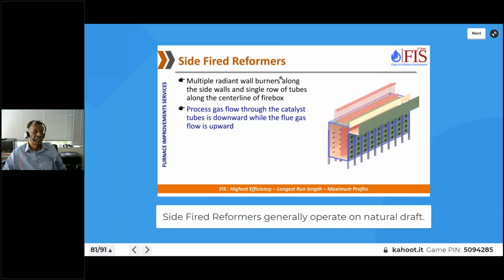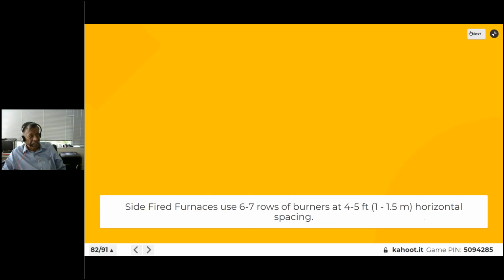Anytime you fire down, you will see the flames trying to go up. Side-fired reformers have been there for ages now. In fact, most of the reformers in methanol and ammonia plants were side fired. They were pioneered by Haldor Topsoe. They work on natural draft. That's another difference from the down fired. As you can see, there are lots and lots of burners on both sides. Generally, we have 6 rows of burners, and these burners are spaced at about 4 to 5 feet. That's generally how these burner designs operate.